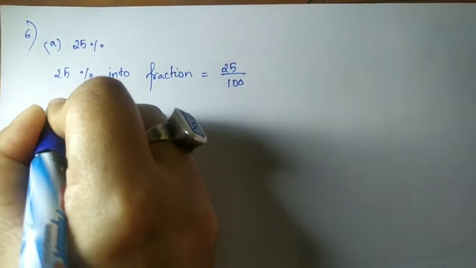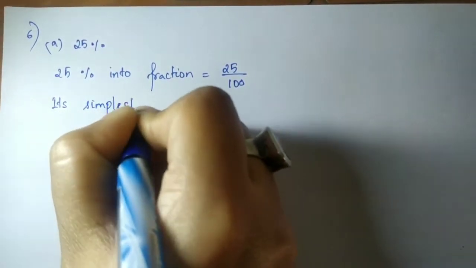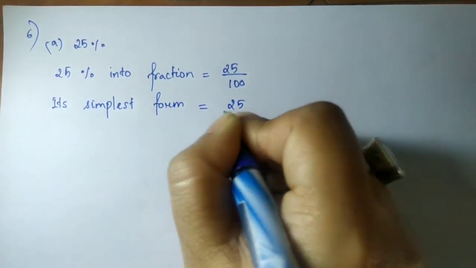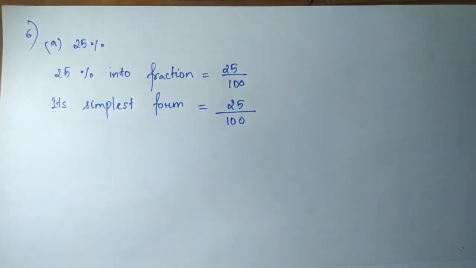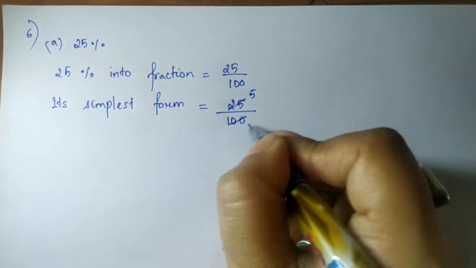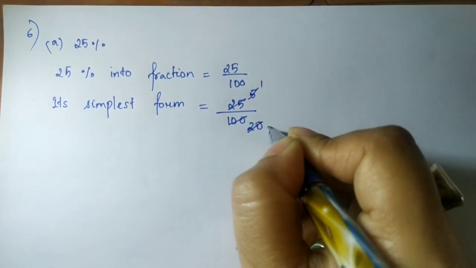Its simplest form is equal to, you have done this one in your fractions and decimals, converting it into the simplest form. See, this goes by 5, 5 5s are 25, 5 20s. Okay, again it will be cancelled, 5 1s are 5, 5 4s are.